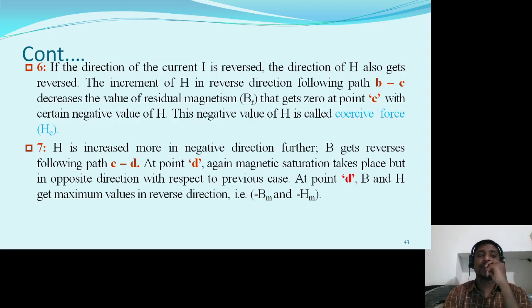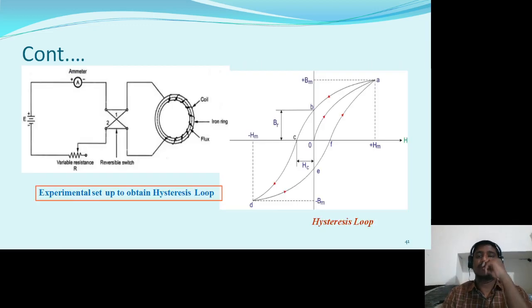If you observe the sixth point, if the direction of the current is reversed, the direction of H also gets reversed. The increment in H in the reverse direction follows the path B to C. So just observe here. Once you reach the point B, I am switching the reverse direction, means at point 2 I am going to switch. You are pumping current in the reverse direction compared to previous. At that time, the magnetizing field intensity or magnetizing force starts increasing, but in the reverse direction. Initially you applied at terminal 1, now you are applying at terminal 2, so the magnetizing force increases in the reverse direction.